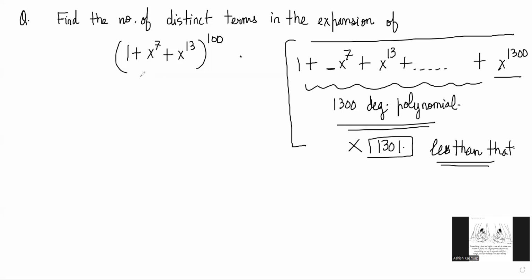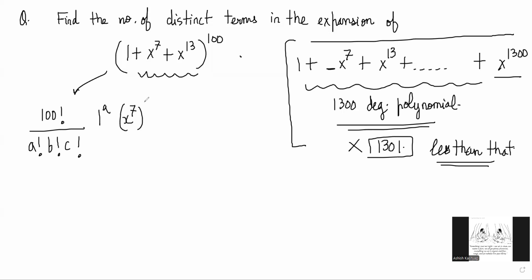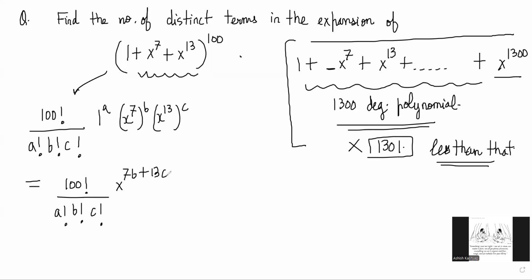So anytime you have an expansion like this, the general term will come out like this: 100 factorial by a factorial, b factorial, c factorial, 1^a, (x^7)^b, and (x^13)^c, right? So this general term looks like 100!/(a! b! c!) x^(7b+13c), and 1^a becomes 1. And here a + b + c = 100.